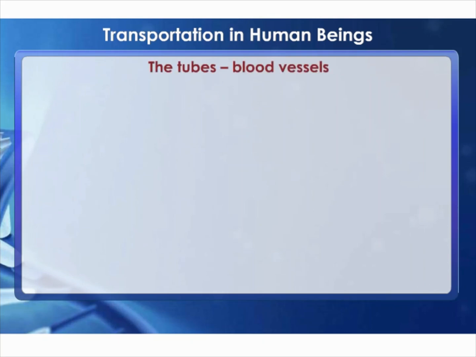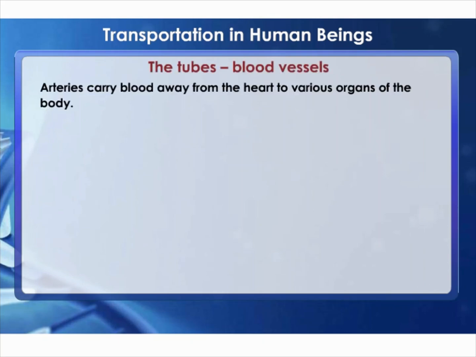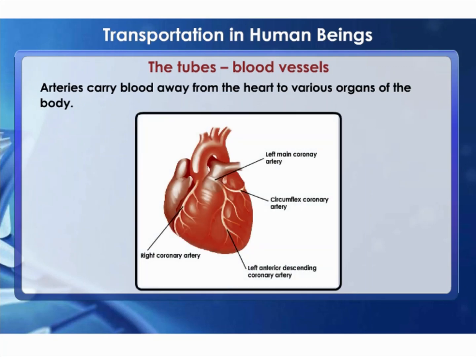The tubes, blood vessels. Arteries are the vessels which carry blood from the heart to various organs of the body. Since the blood emerges from the heart under high pressure, the arteries have thick elastic walls. Veins collect the blood from different organs and bring it back to the heart. They do not need thick walls because the blood is no longer under pressure. Instead, they have valves that ensure that the blood flows only in one direction.